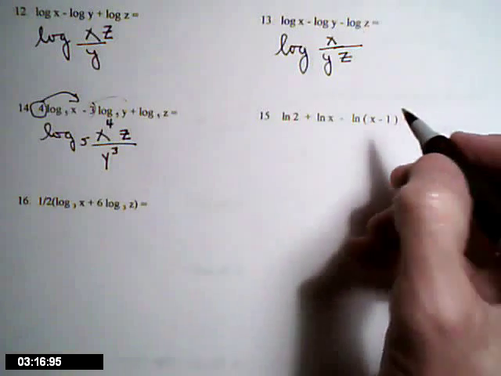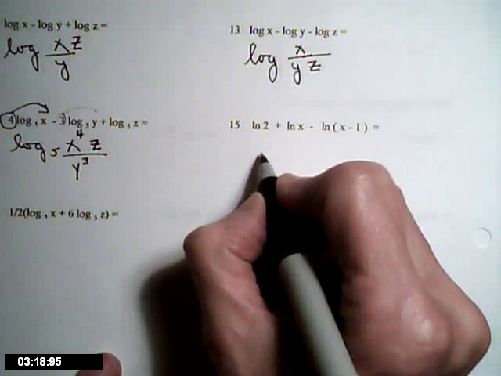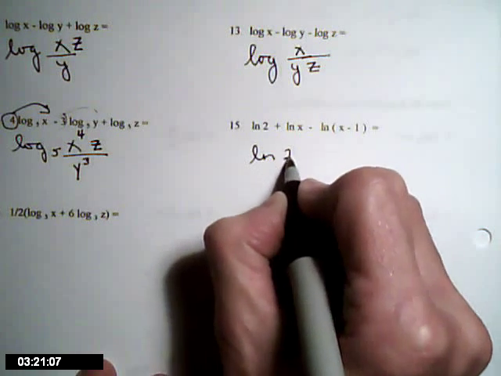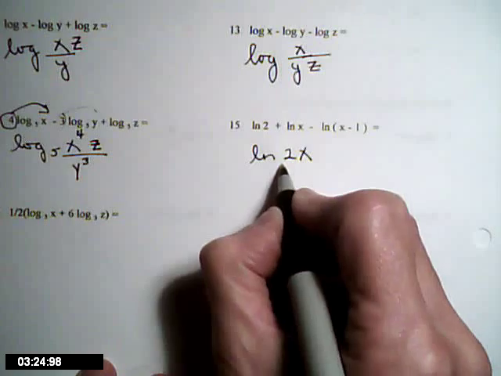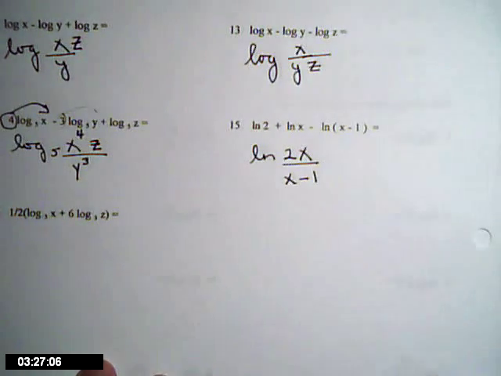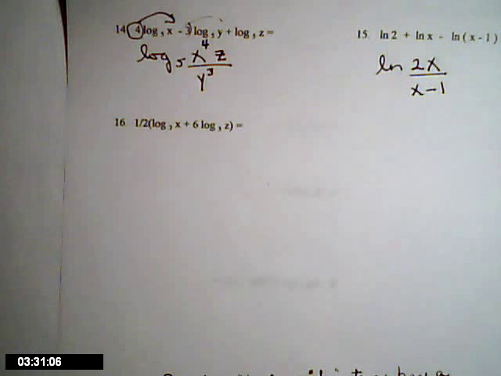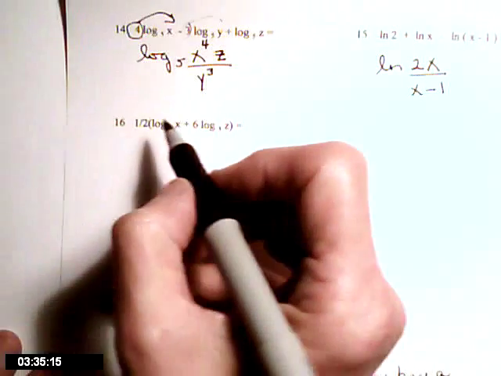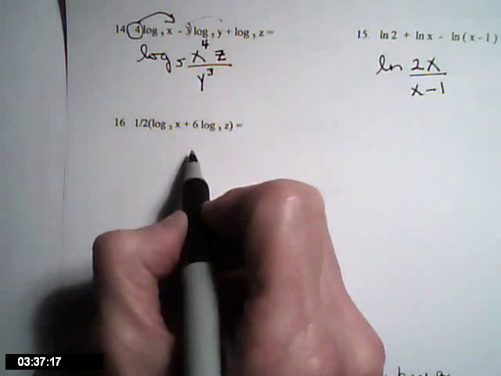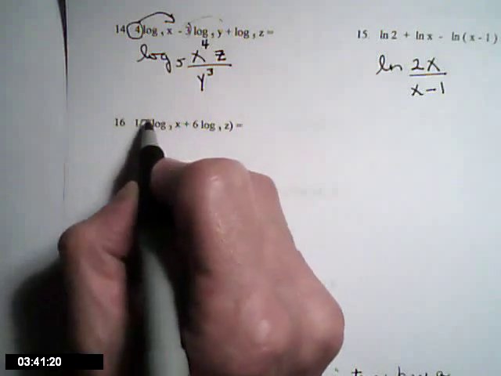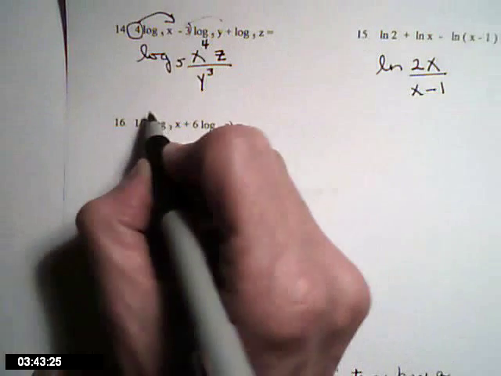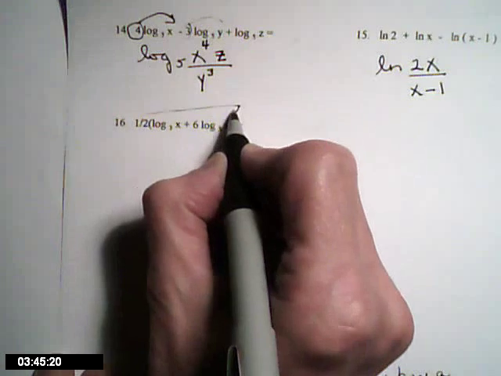Alright, number 15 has ln, so we're going to use ln. That's going to be ln 2 plus means we'll multiply by x, minus means we'll divide by x minus 1. Now, number 16, we're going to have just a little bit different method for reducing it, so let's watch it. 1/2 times log base 3 of x plus 6 log base 3 of z. Now the 1/2, remember, tells me by it being written in front that it was an exponent.